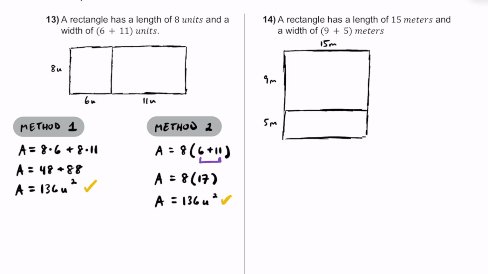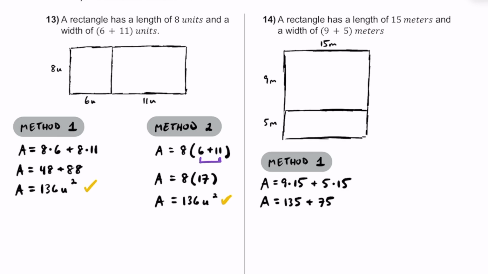All right, so let's try our 2 different methods. For method 1, let's find the area of each rectangle by itself again. So the area would just be 9 by 15 for the first rectangle. The second rectangle is going to be 5 by 15. If you find the area of that larger rectangle, 9 times 15 is going to be 135 units squared, or meters squared in this case. And then 5 times 15 is going to be 75 meters squared. So the total area, if you add these 2 areas together, is going to be 210 meters squared. Okay, that's one method for finding the area of these rectangles combined.